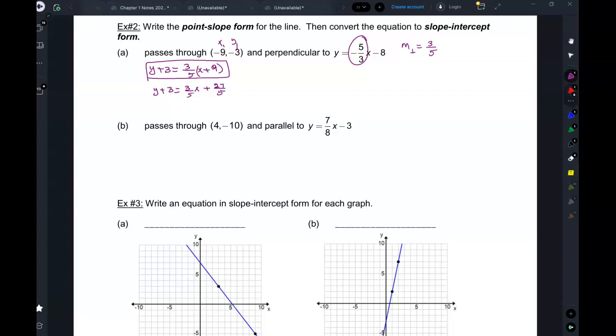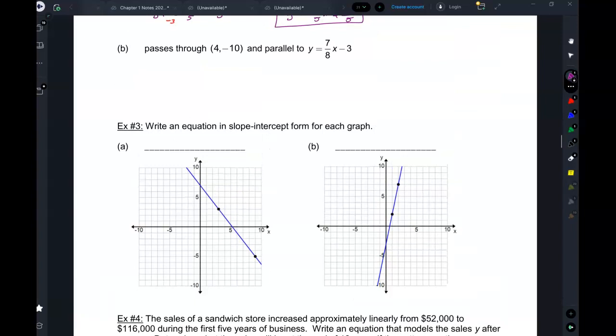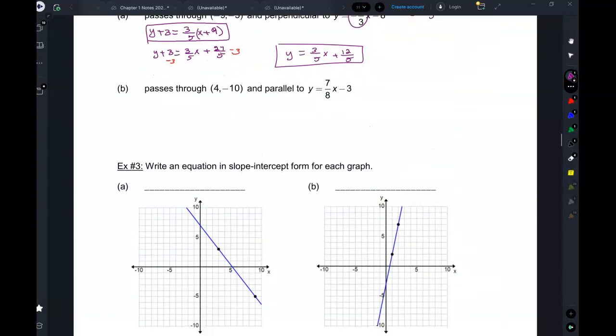Right, so I'm going to subtract 3 from both sides. So 3x plus 12 over 5. Right, so y is equal to 3/5x plus 12/5. Okay, questions? Can I create a mixed number, or do you want to? I prefer improper fractions. Mixed numbers are so middle school.